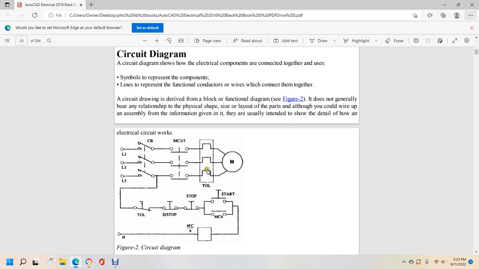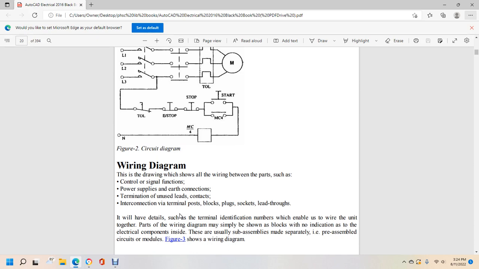It shows a 3-phase motor, then a 3-pole knife switch, an open and push button with a temperature start, a motor cutout switch, start and stop, and a wiring diagram. The drawing shows all of the wiring between the parts, such as the control, the single function of the power supply, earth connection, and terminations. You can use leads, contacts, interconnections, and terminal points, blocks with plugs, sockets, and lead-throughs. It will have the detailed listing of the terminal identification numbers with labels for the wire units.